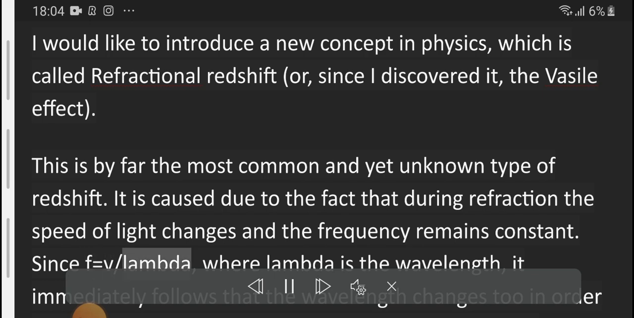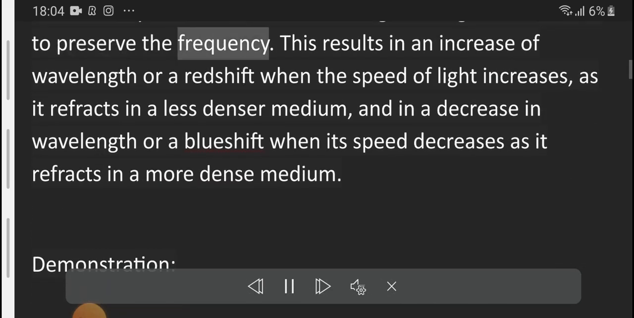Since f equals v lambda, where lambda is the wavelength, it immediately follows that the wavelength changes too in order to preserve the frequency. This results in an increase of wavelength or a redshift when the speed of light increases, as it refracts in a less dense medium, and in a decrease in wavelength or a blue shift when its speed decreases as it refracts in a more dense medium.